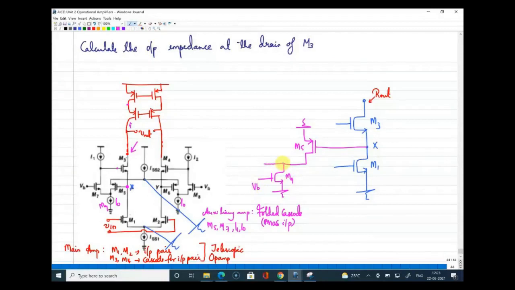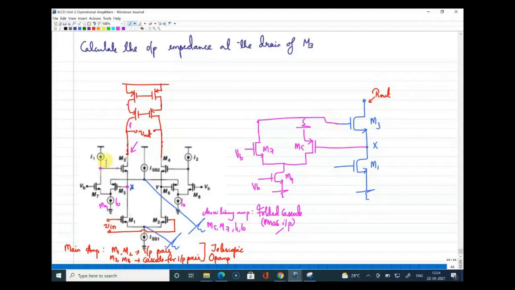Now from there I have the folded transistor which is of NMOS type. So that is number 7. So this is M7, again with VB. And you can also see that at the drain of M7, that is this point, should come back to M3. So this should come back to M3 like this.